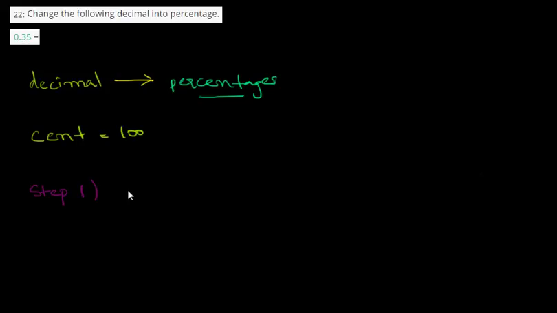So step 1 is to identify the operation that has to be done to get to the desired result, which is converting a decimal into a percentage. So we rewrite this number that is given to us, which is 0.35, and we know that we will be dealing with cent here, which means 100. Now since we need to get rid of the decimal, we know that we need to multiply this number, and 100 is the number which we're going to be multiplying with.